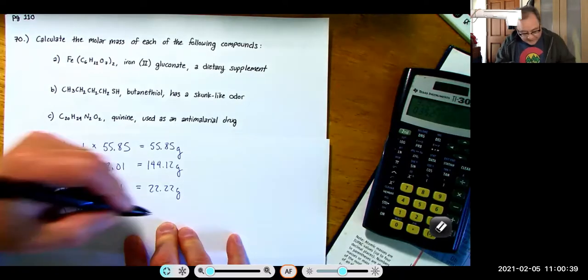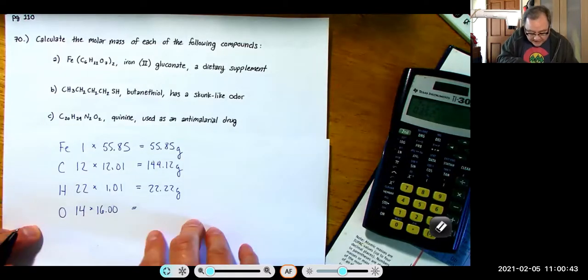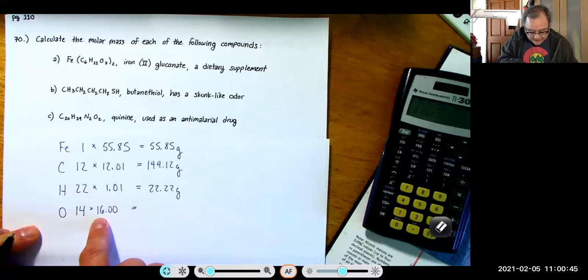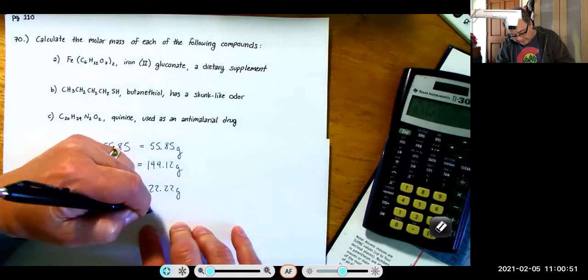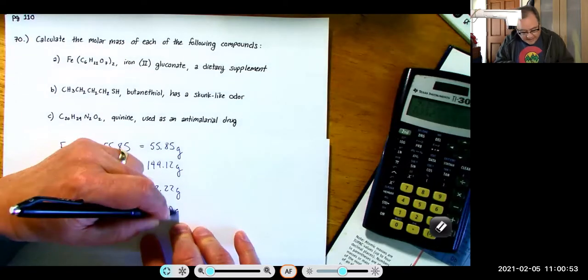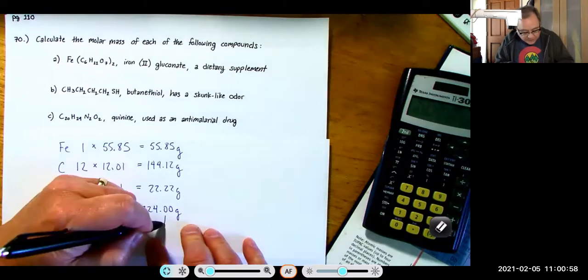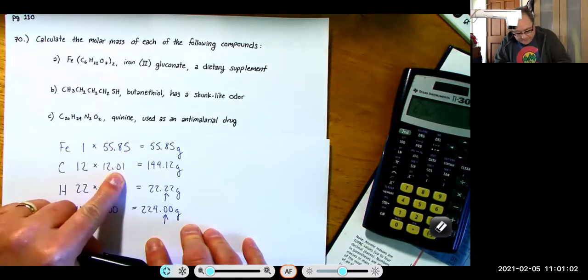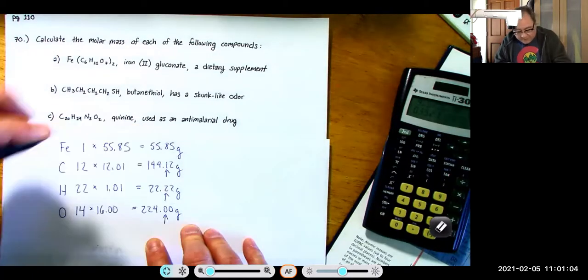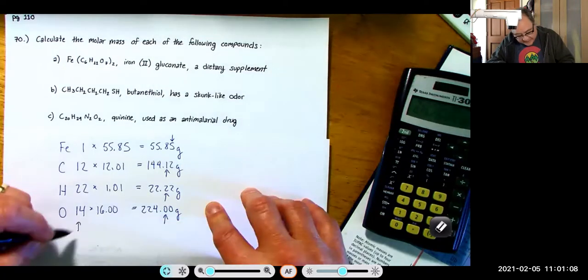So 14 times 16 is really tough to do unless I break it apart into 10 times 16 is 160. 4 times 16 is 64. 160 plus 64 is 224. Now this would only have 4 significant figures. This would have 3. This would have 4. And this one would have 4. Because these numbers here are exact. I just counted them.